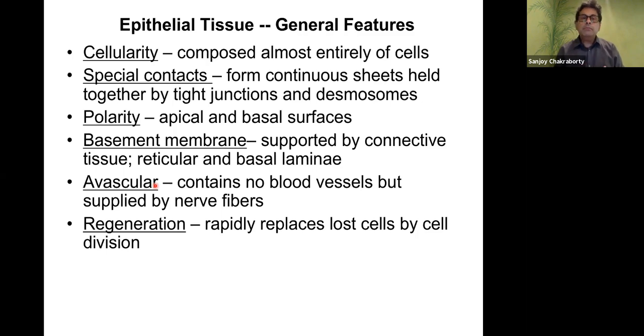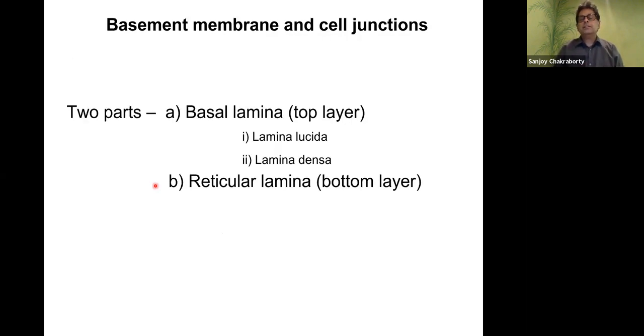Now the basement membrane is two layers. I put a slide there just to clarify it because sometimes people get confused right here. There are two layers. So this is epithelial tissue. Right here, follow my hand, the top layer is called basal lamina, and the bottom layer is called reticular lamina. In most cases, the basal lamina is secreted or created by the epithelial tissue, and the reticular lamina is created or secreted by the connective tissue underneath.